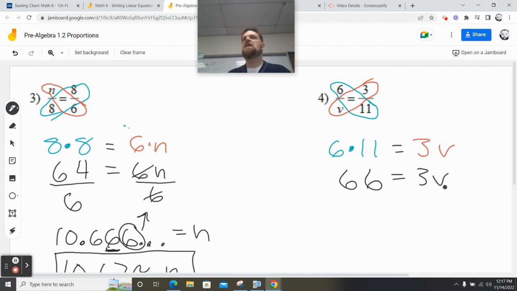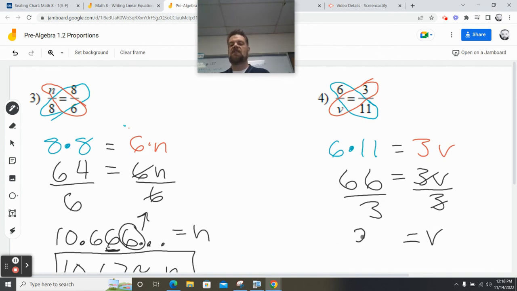Now, I want to get v by itself. What do I do, kids? Yeah, it is multiplying, but to move it, we do the opposite of multiply, which is division. What's 3 divided by 3? 1. 3 divided by 3 is 1. 1 times v is v. And what's 66 divided by 3? Oh, man, you guys are on it. 22.